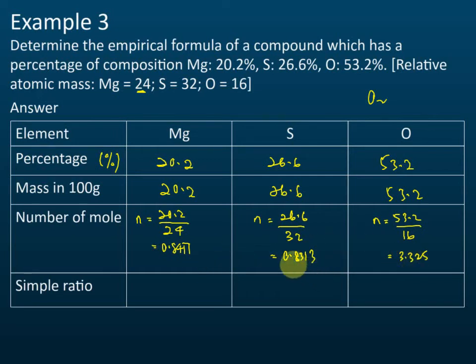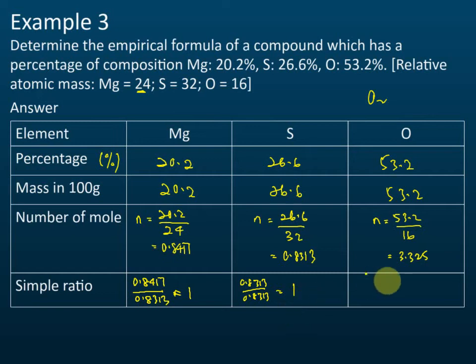So for example, this one, 0.8417, we divide it by 0.8313. Most probably you get 1, very close to 1. This one is 0.8313 divided by 0.8313. Of course you will get 1.